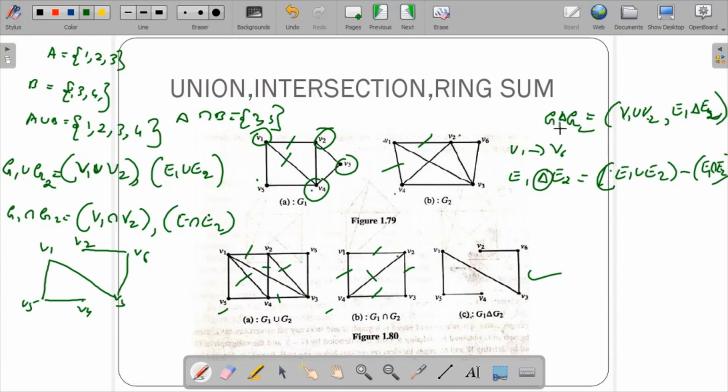Now when you have two graphs, the ring sum between those two graphs is nothing but the union of the vertices. All the vertices you are just pointing out, that is v1 to v6, comma, the ring sum between the edges, that is E1 ring sum E2. E1 ring sum E2 is nothing but E1 union E2, minus the common edges. Edges of this minus edges of this would give you this particular graph. So this is regarding the concept of union, intersection and the ring sum.